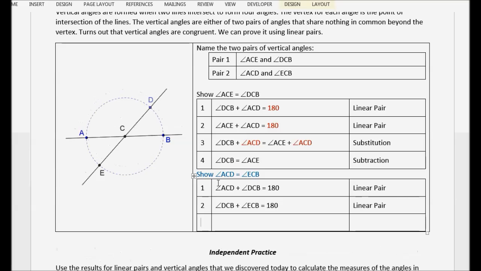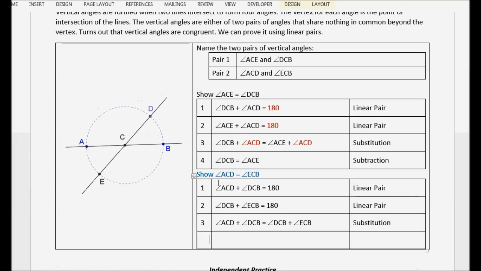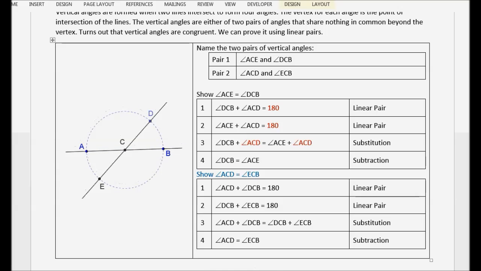We see the 180s and we make our substitution. Angle ACD plus angle DCB is equal to angle DCB plus angle ECB by substitution. And then we subtract out the DCBs so that angle ACD is equal to angle ECB. Subtraction. Alright, and this means that we are ready to make our result.